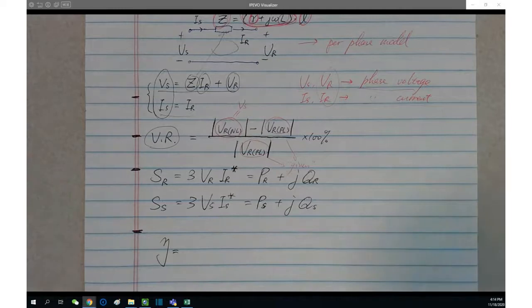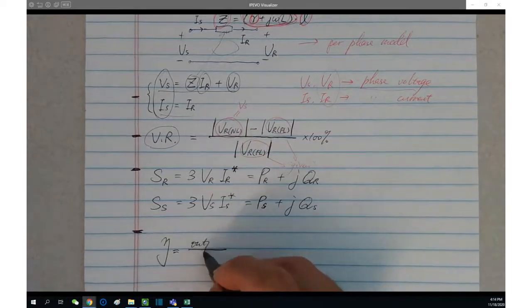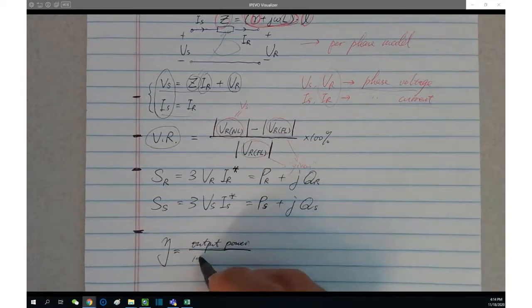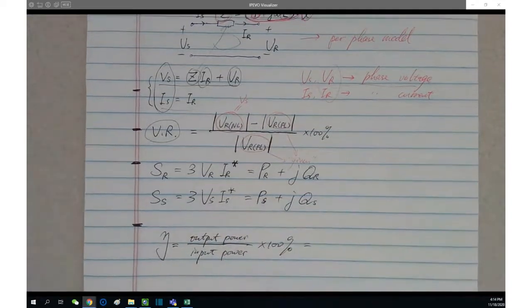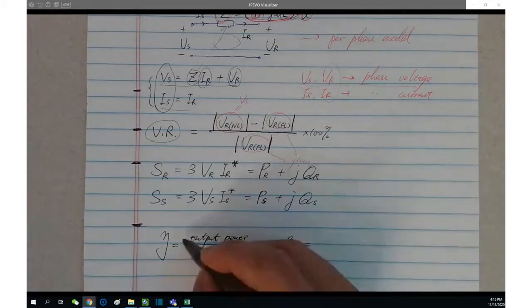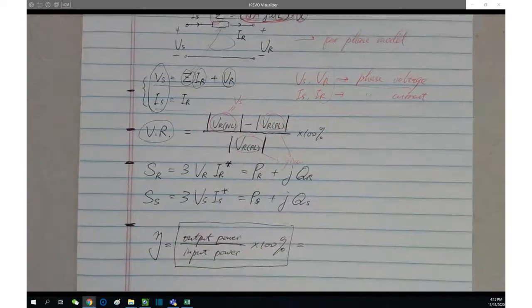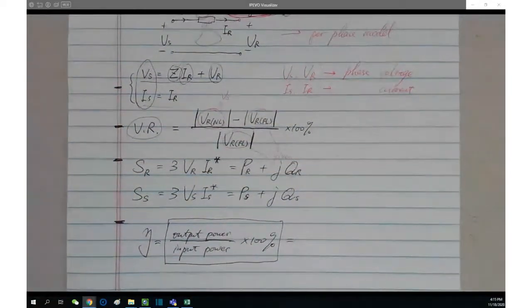All right, time's up. Here is the answer: output power over input power. A system, or a device, efficiency always equals output power over input power. There is no other definition. I doubt you could come across anything else. However, in the power system, it needs to be specified, right? Is it equal to SR over SS? Well, no. Be very careful. It's not equal to SR over SS.